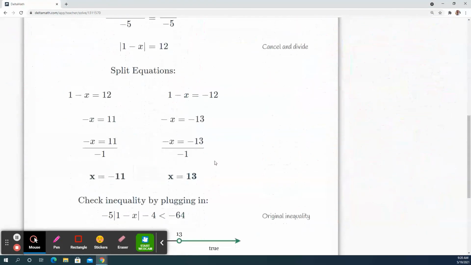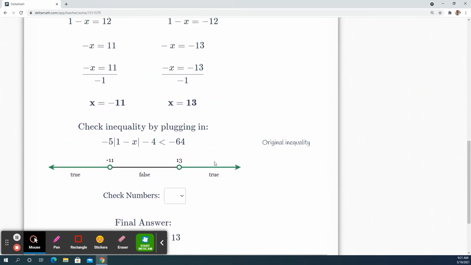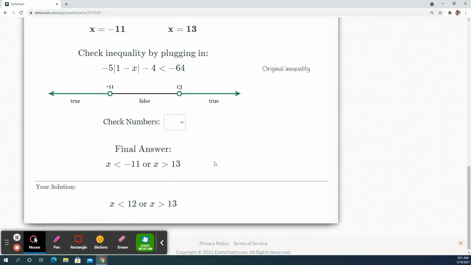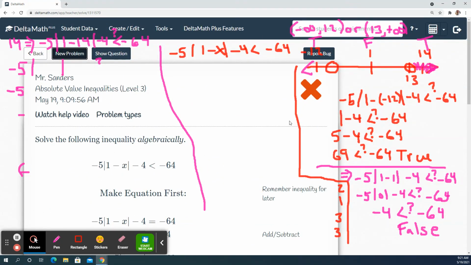All right, let's see what they wanted. Negative 11 and 13. 12 and 13 is what it should have been. Let's see what my mistake was. Oh, I used the wrong value here. It was 11 that I had. I used the test point instead of the critical value.